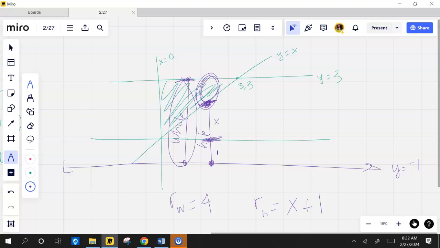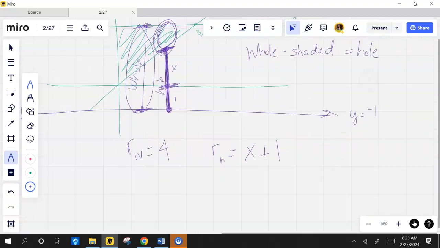If this whole thing is 4, is what they're saying, then they're doing whole minus shaded to find the whole. What I did was I just looked at it and measured the whole. The whole is here. Right. It should come out to be the same whenever you do it. We'll do it both ways and see, but it should.